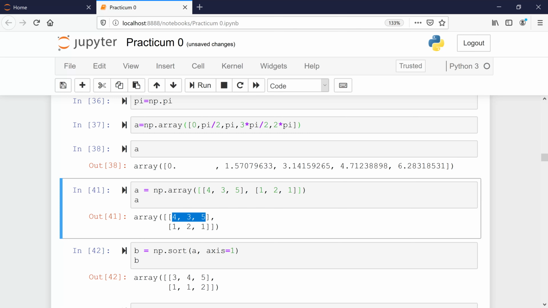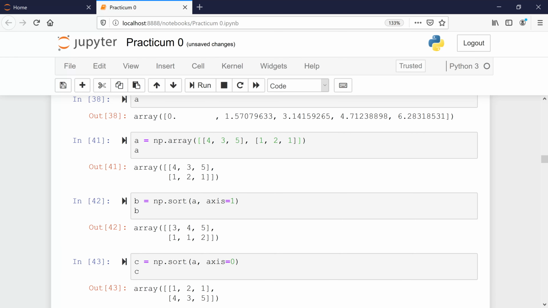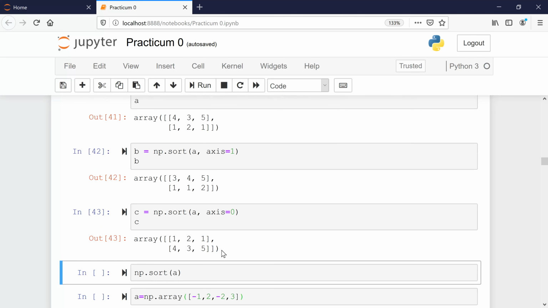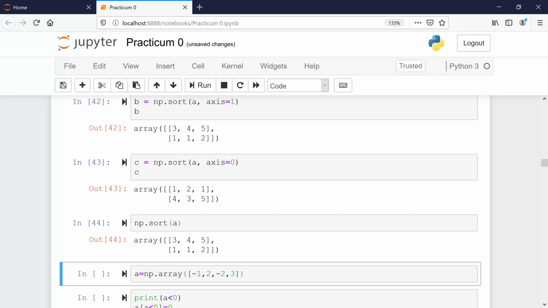Okay, we can do the same thing if we like on the other axis. So we can arrange 4, 1, then 3, 2, then 1, 5. So we should get 1, 4, 2, 3, 1, 5. Let's see. Yeah, so 1, 4, because 1 is less than 4, and so on. Okay, so it's a different sorting. If we don't specify the axis, we get what? So by default the axis is 1, okay, not 0.